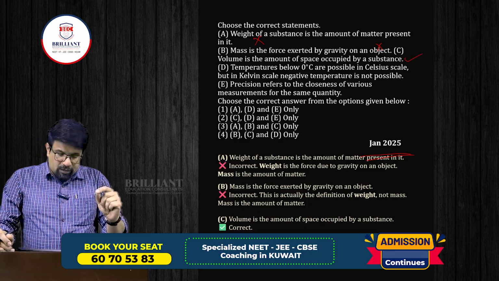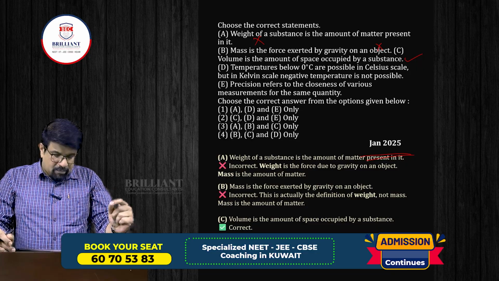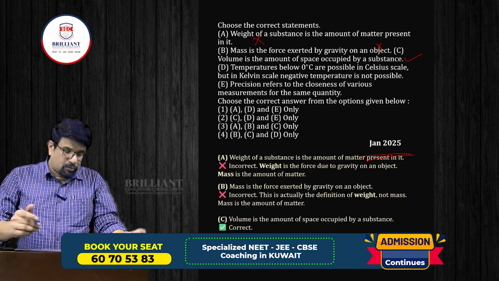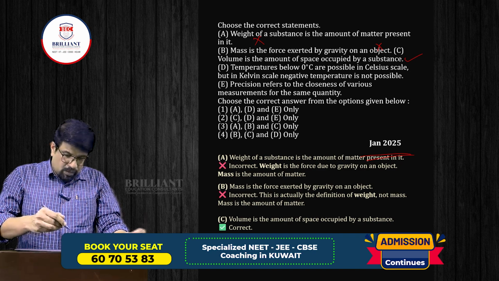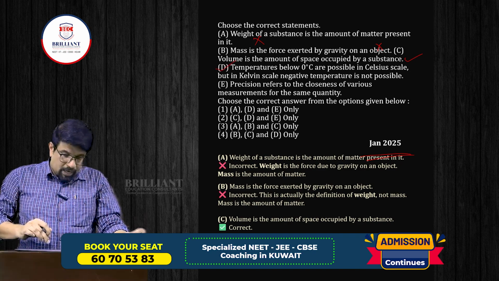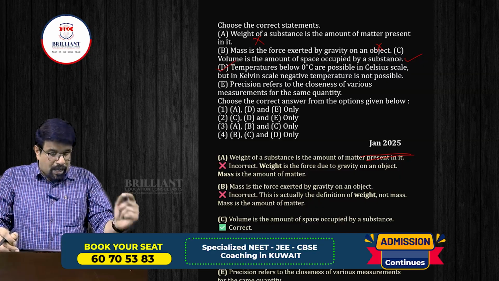The temperature below 0 degree is possible in the Celsius scale, but in the Kelvin scale negative temperature is not possible. That is also correct, right? So option D is also correct. And what about the last statement?